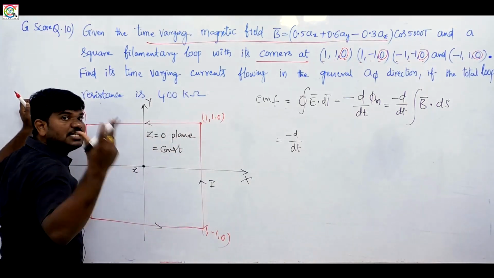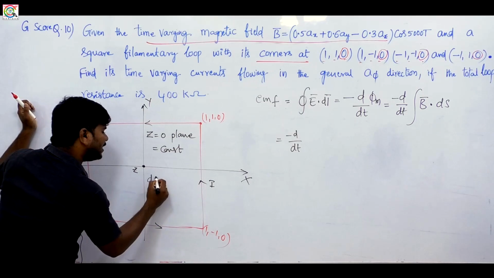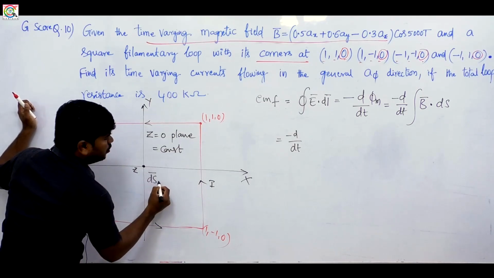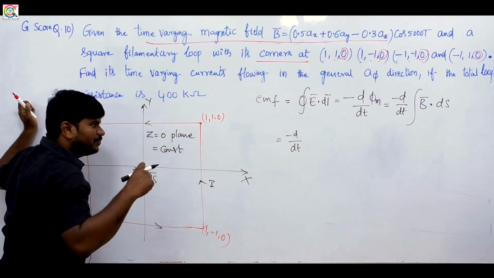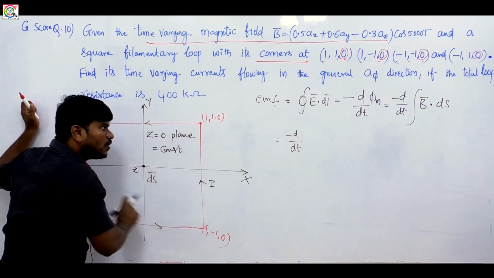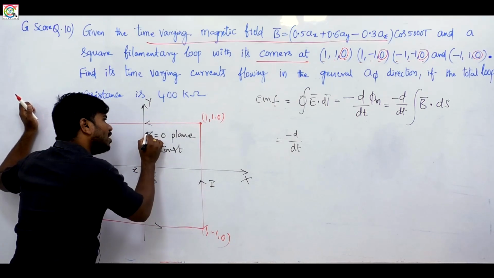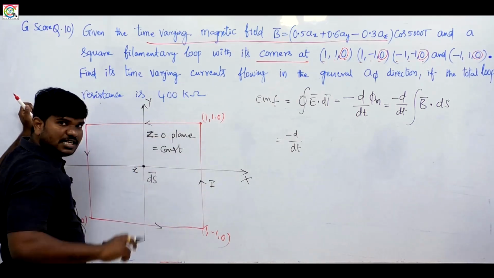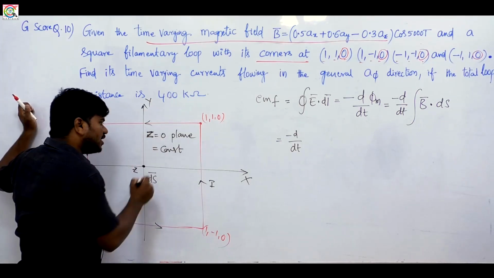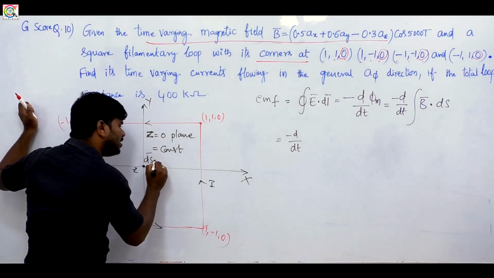ds means differential surface area of the loop. Now how can I find the ds? ds bar is equal to... which kind of surface is it? It is an open surface and it is a closed loop, right? But what kind of surface? It is a z equals constant plane. So for a z equals constant surface, what will be the direction of the surface?